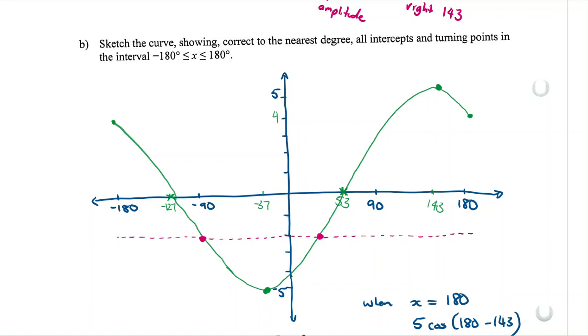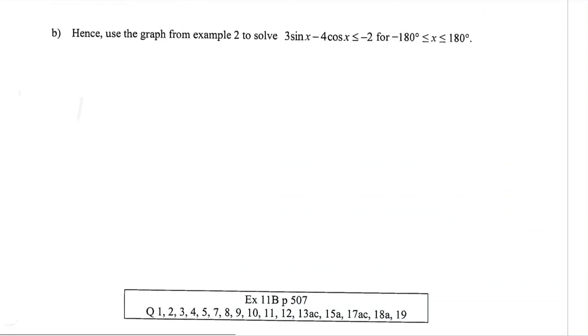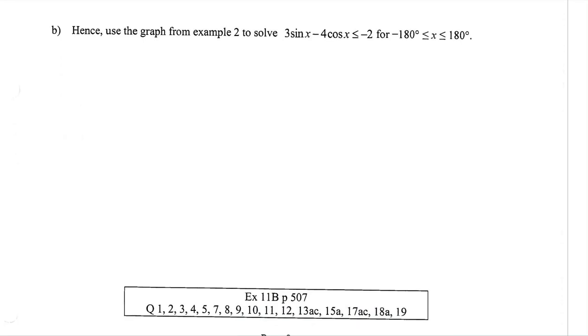Yours is past the 90. Great, yours is excellent, a bit more accurate. So that's just confirming we've done it graphically. You can see that the solutions are reasonable, and we've also done it with the calculations. So let's just write in there our solution again.